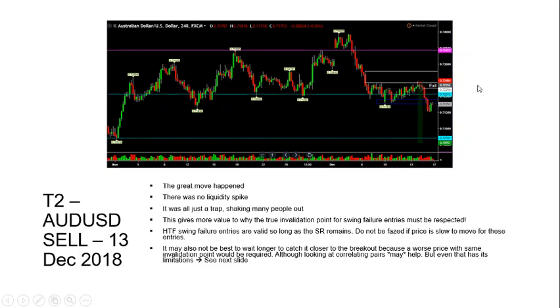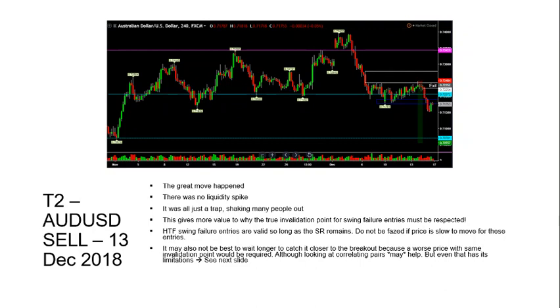So right here, yeah, that was all just a trap to shake some people out. For these kind of entries, the swing failure must be respected.